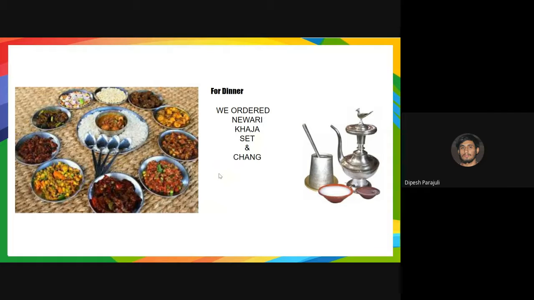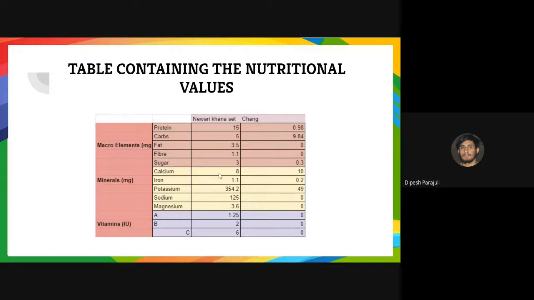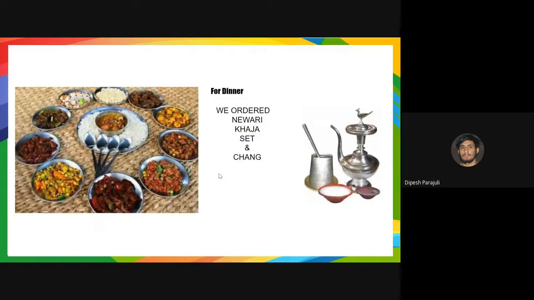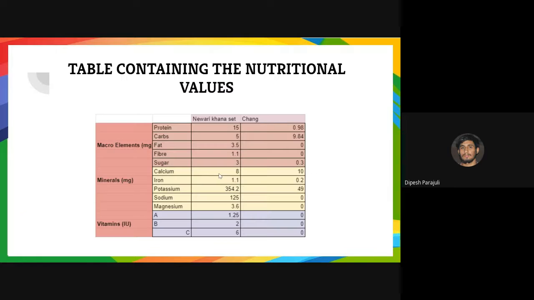And we didn't waste time checking the menu and ordered the Newari Khaja set and Chang right away. Believe me, the food was delicious and mouth-watering, and it was nothing like I ever had. The combination of chura, chatamari, alutama, choila, bhatmas, and jujudhau, bara, and many other dishes in a single plate along with the chang just tasted heavenly. After having dinner, we decided to do some research on Newari Khaja set and chang for our health consciousness.